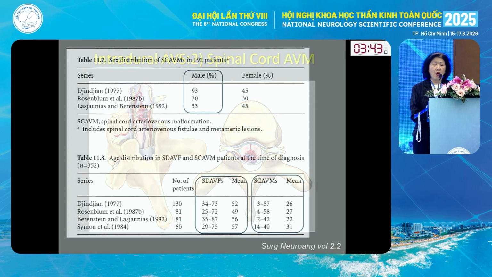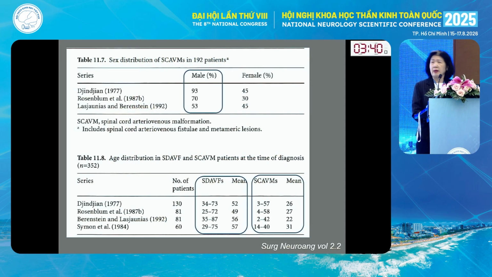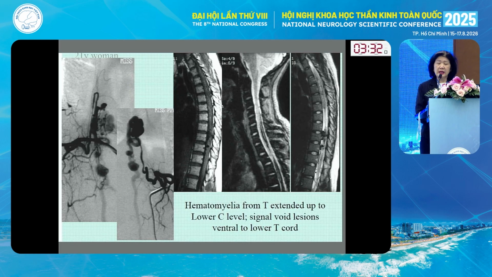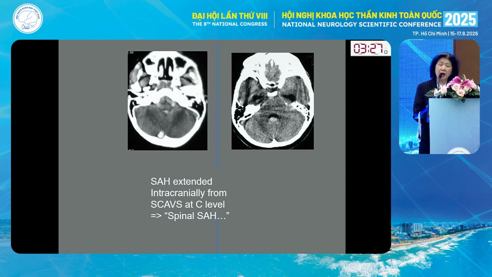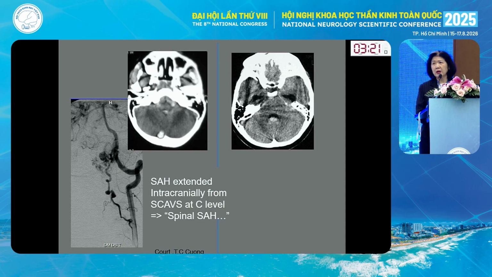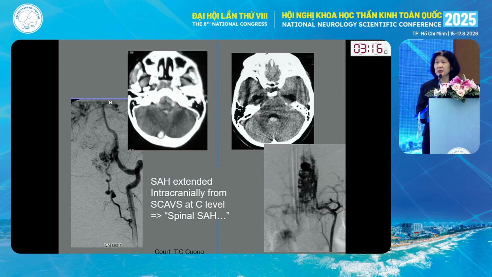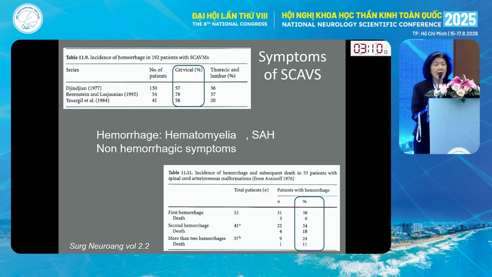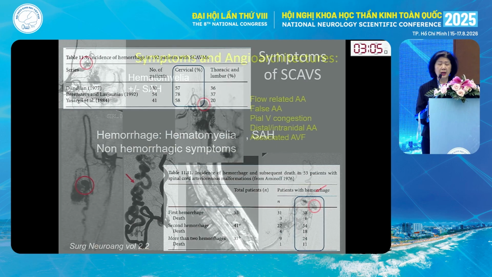Within this spinal cord malformation, the presentation: it's a male disease, and it's a younger age group compared to the dural shunt. The spinal cord shunt is younger. And the hematomyelia can be extensive from the located area and extend up or down. It can also be subarachnoid hemorrhage. If you have subarachnoid hemorrhage in the brain and you cannot find an aneurysm in the brain, please come down and do MRI of the cervical area. The incidence is higher in the cervical area of the spinal cord.